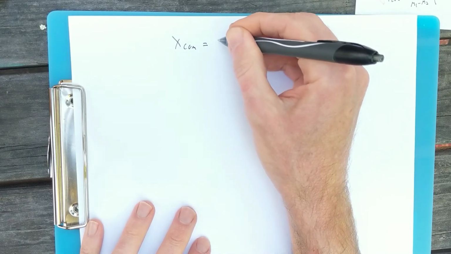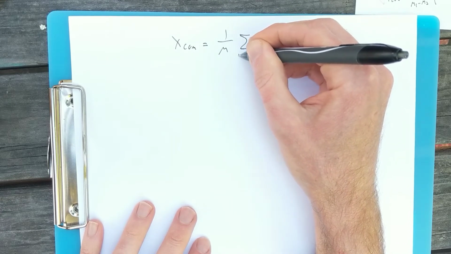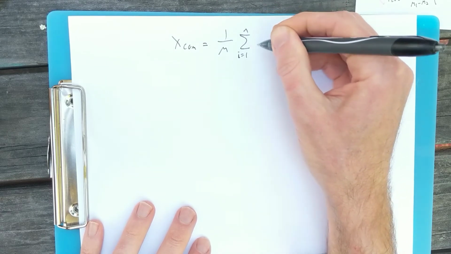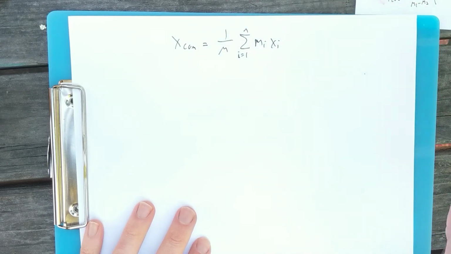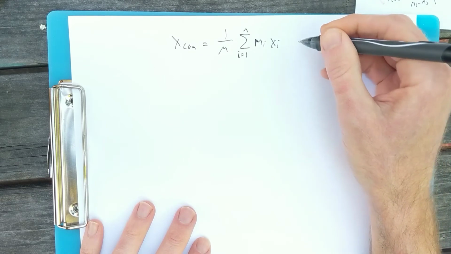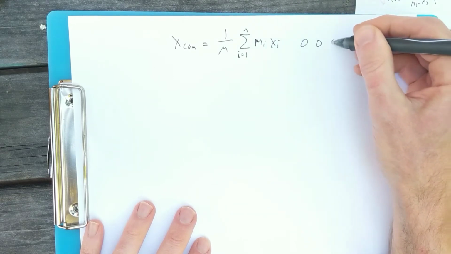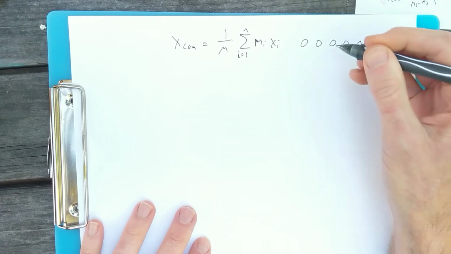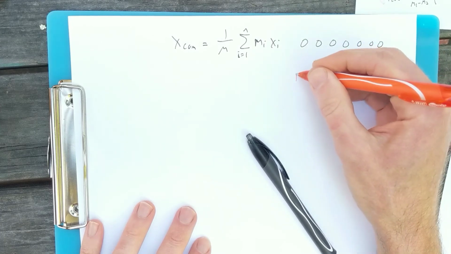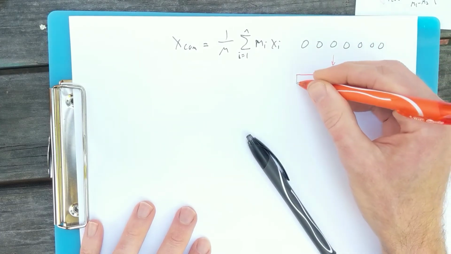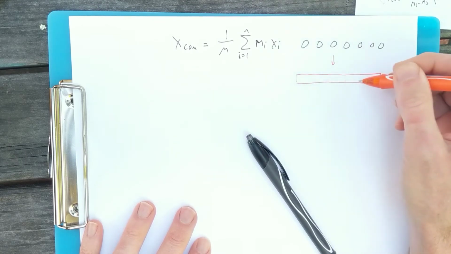X COM is 1 over M times the sum from i equals 1 to n of m_i x_i. What I'd like to do is figure out, of course this works if you have a bunch of particles, as we said before. You've got a thing, a thing, a thing. So I want to see what happens when this turns into a continuous, uniform density system of particles.